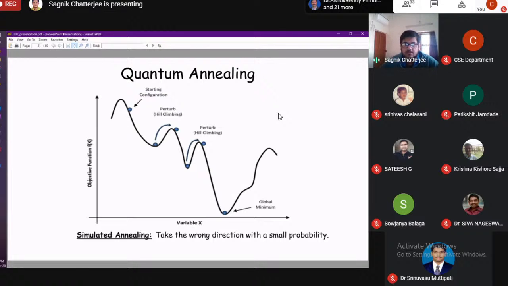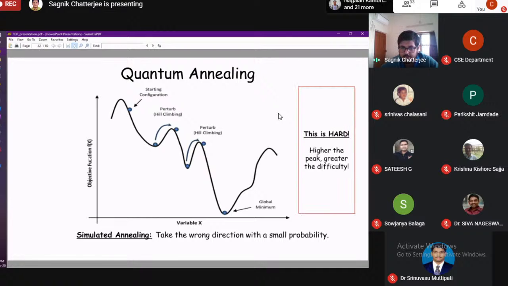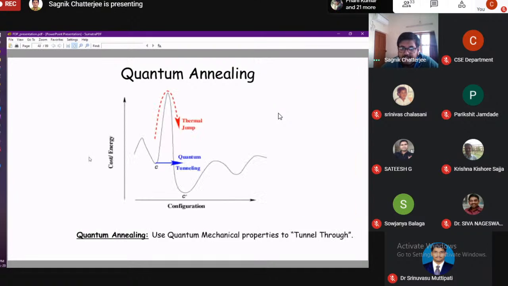So we have this hill climbing algorithm where we take the wrong path with a certain amount of probability. Now the issue is that if the potential barriers are very high, it's not easy to get out of the local minima. So the higher the barrier, the greater the difficulty. This is a issue in simulated annealing. So what do we do? Instead of doing thermal jumps or probabilistic jumps over the peaks, we use quantum mechanical properties to tunnel through.